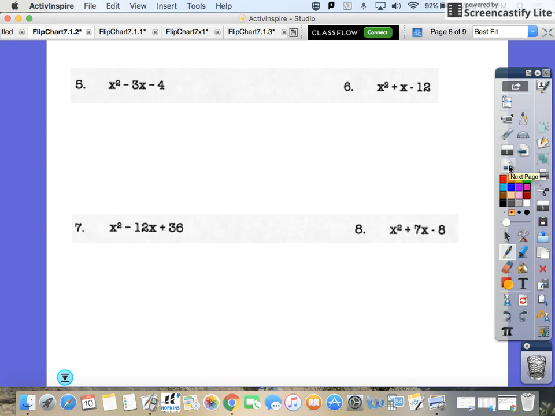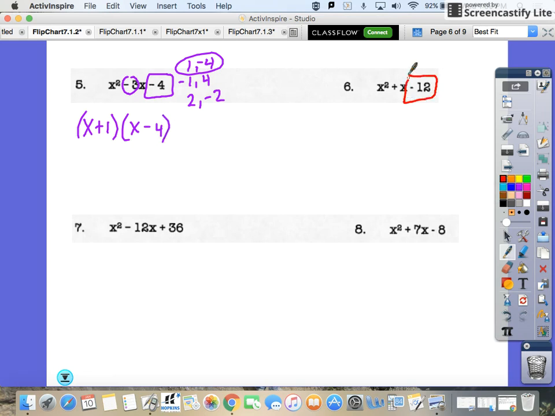All right, so this one, these multiply to -4. Now, when they multiply to a negative, it means their signs are opposite. So it's going to be -1 and 4, or 1 and -4, or 2 and -2. Well, they also have to add to -3. That means this is our winning option, x plus 1, x minus 4.